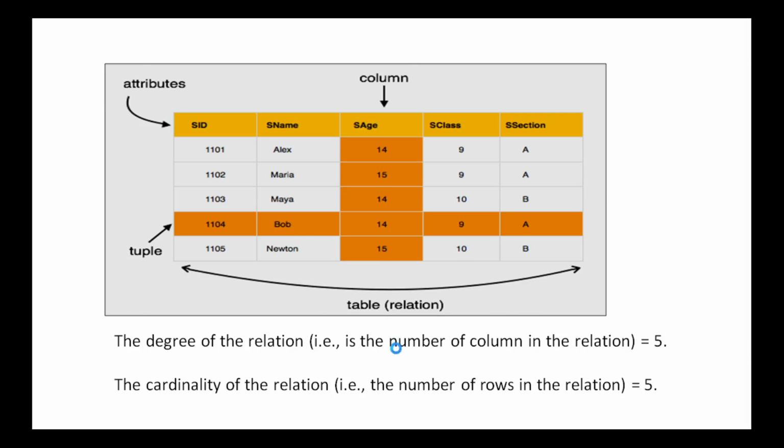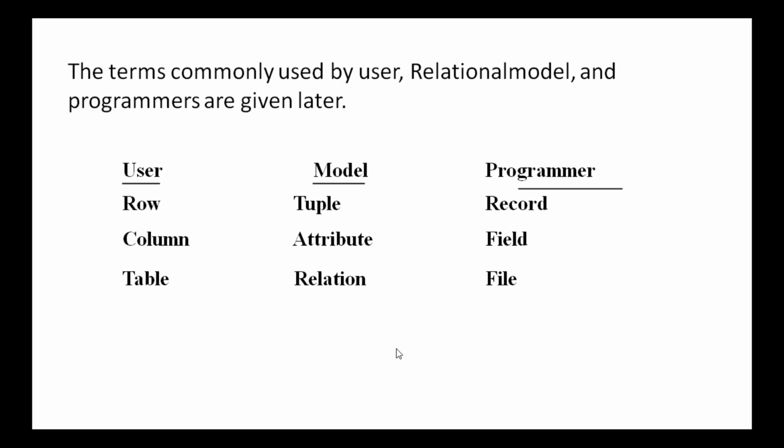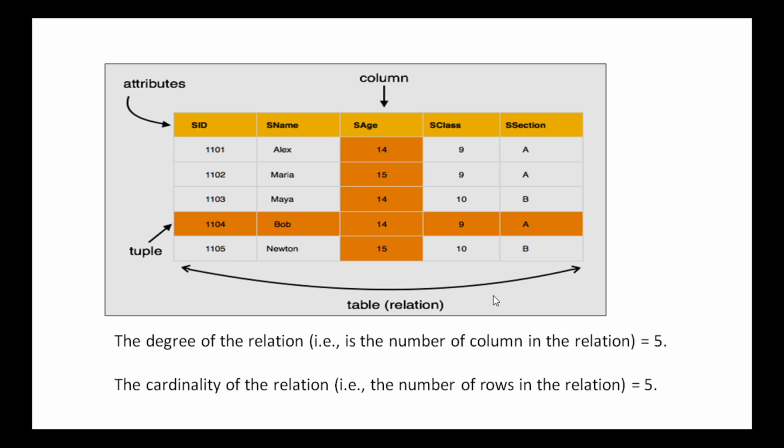Just see this diagram, then you can understand. First, see this terminology: the user, model and programmer. Row, tuple, and record are the same. Column, attribute, and field are the same. Table, relation, and file are the same. These terms are synonyms for row, column, and table. See this diagram, then you can understand the table characteristics.